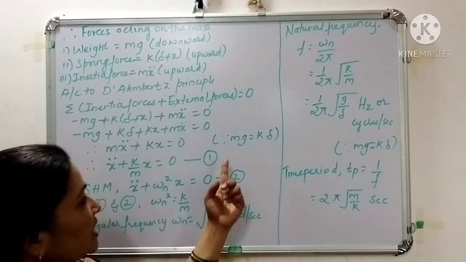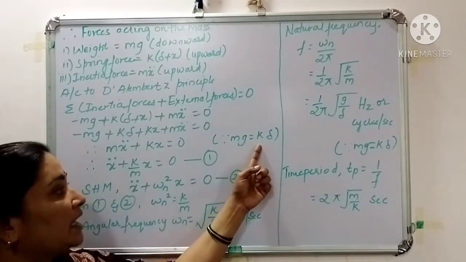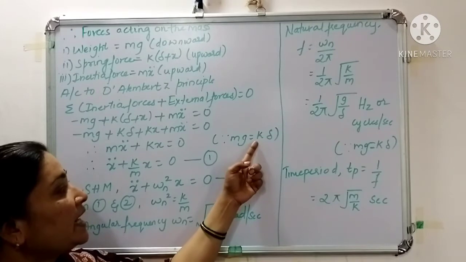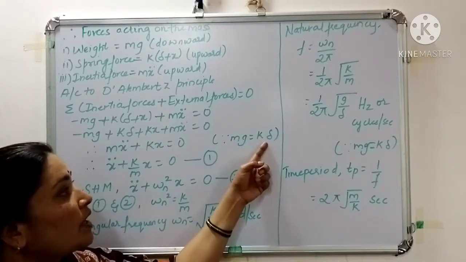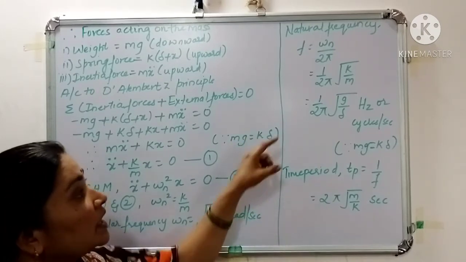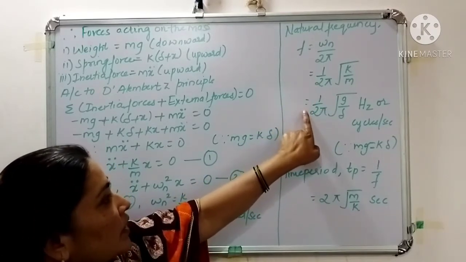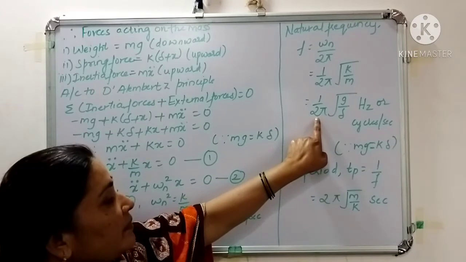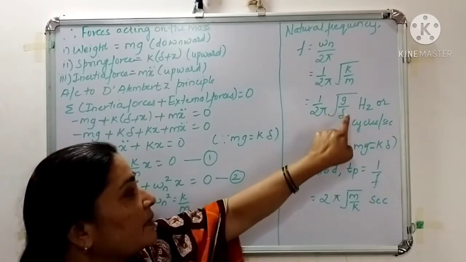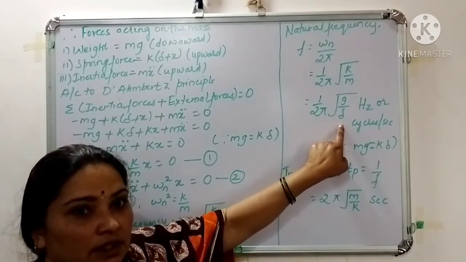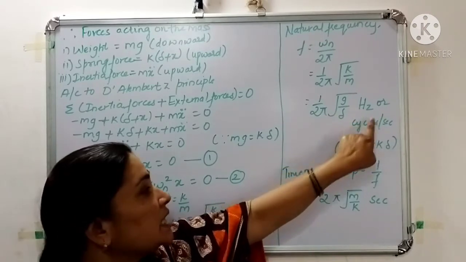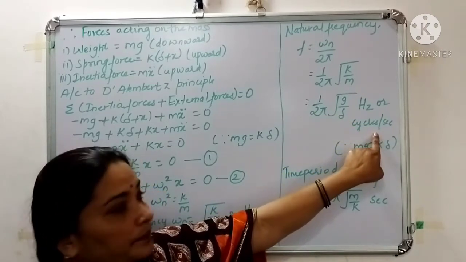Since we know this equation that mg equals k delta, from this equation we can write that k by m is equals to what? g by delta. So therefore, this equation can also be written in the form of f equals 1 divided by 2 pi square root of g by delta. The unit of frequency is hertz or cycles per second.